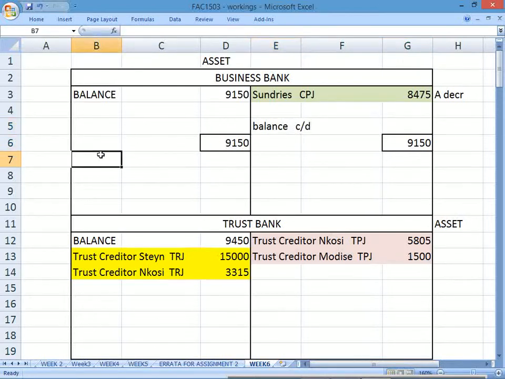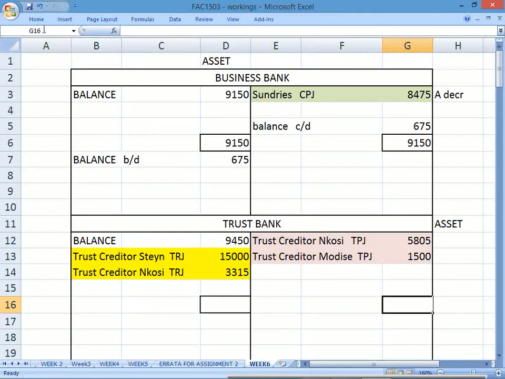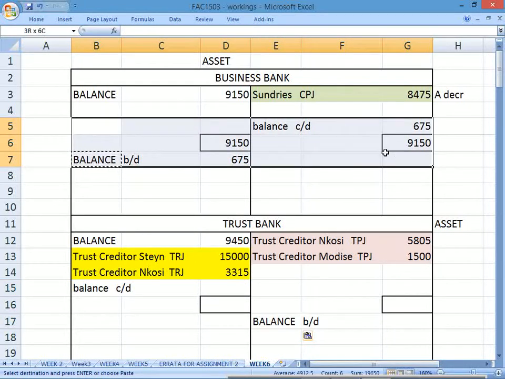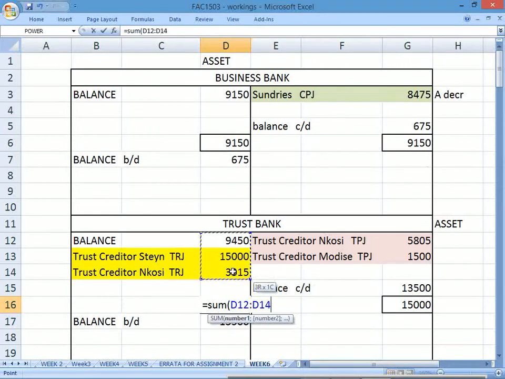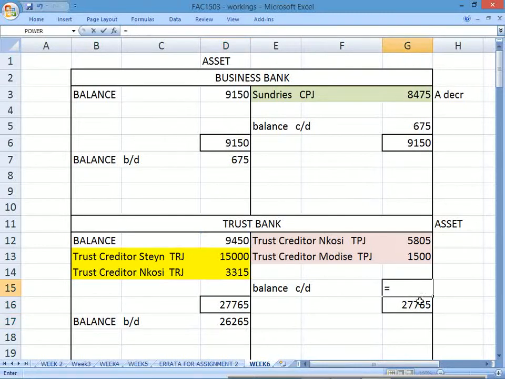Balance carried down, balance brought down. This minus that, and the same thing here. Balance brought down, balance carried down. Sum up this side. Minus those two credits. Right, there's the balance. Okay, so for the business bank account and for the trust bank account, those are the balances.